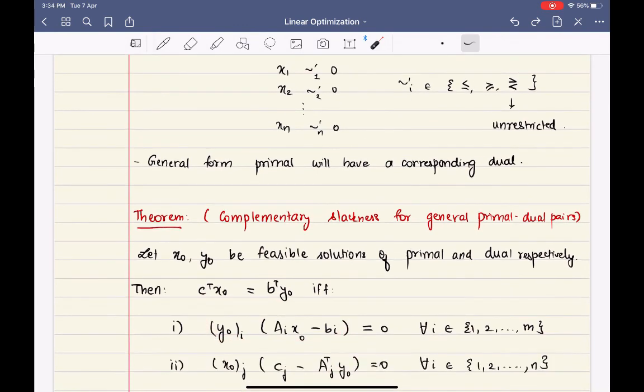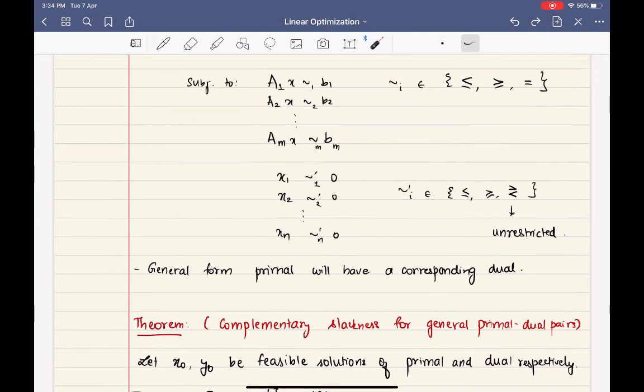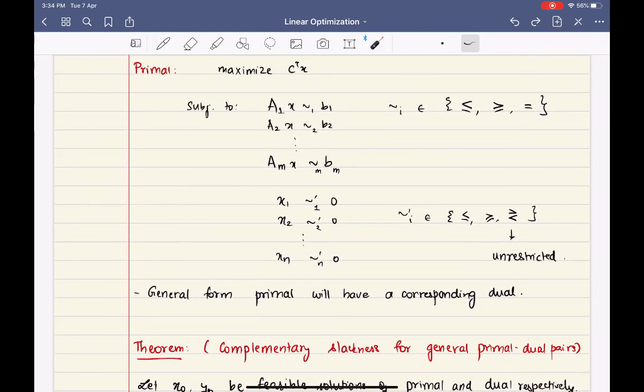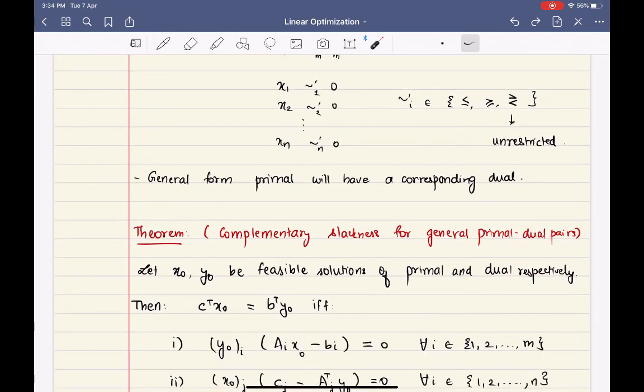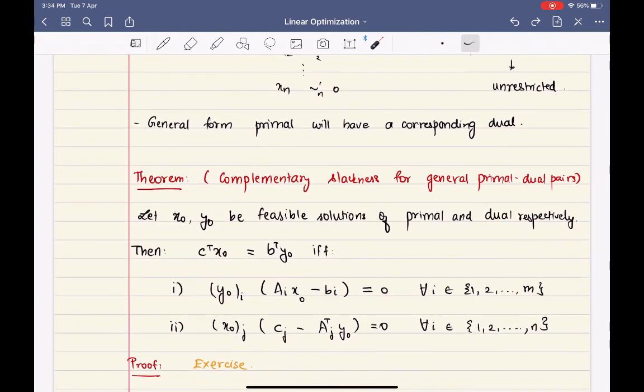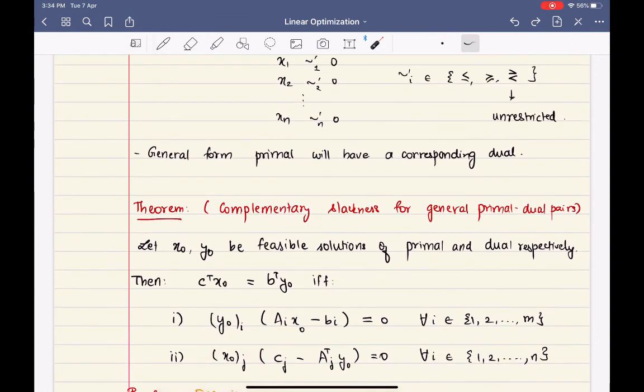And similarly, you take the jth coordinate of x0 and multiply it with the difference between the jth constraint of the dual. That depends on how xj is. This will be either less than or equal to, or bigger than or equal to, depending on the constraint here. Anyway, you take x0j and take this difference, and this multiplication should be equal to 0.